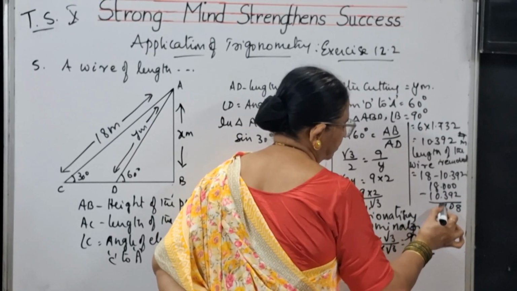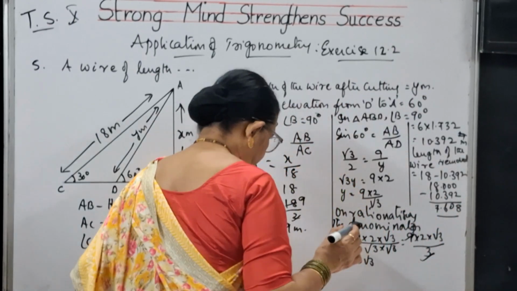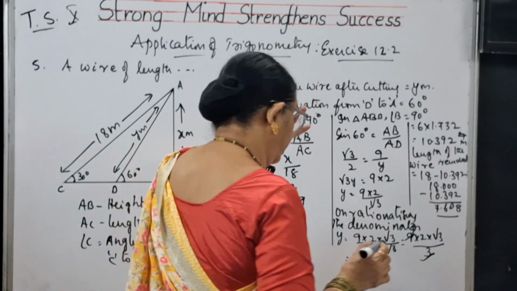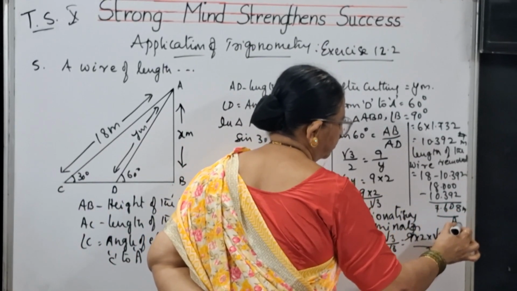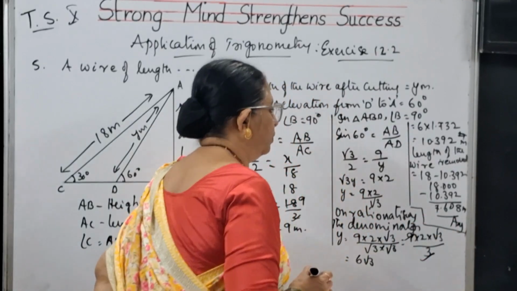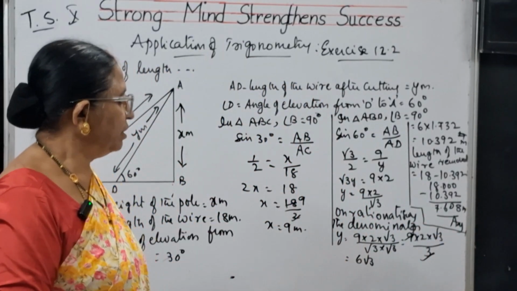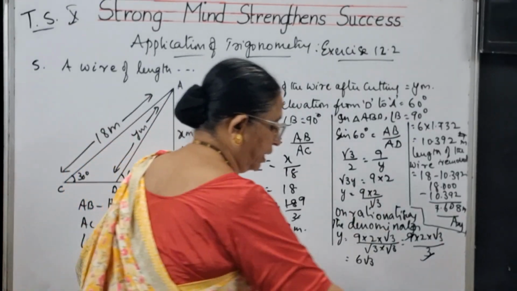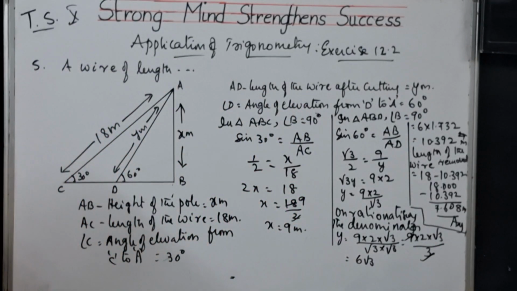9 minus 3 is 6, 7. 7.608 meters. This is the answer. This much amount of the wire is removed. So the length of the wire removed is 7.608 meters. This is the answer of this problem, children. Please note it down. Fifth problem.